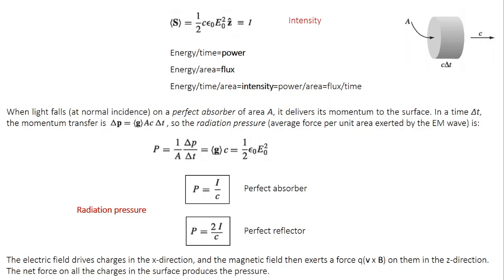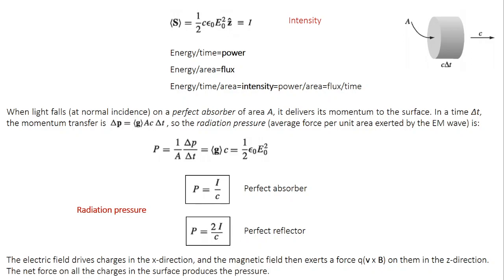Let's try to understand electromagnetically what is the origin of radiation pressure. When an electromagnetic wave travels through a medium, both the electric field as well as the magnetic field are going to interact with the medium. The electric field drives the charges on the surface of the medium in the x direction, and the magnetic field exerts a force q v cross B on them in the z direction. So you have two types of forces acting on the charges, and the net force on all the charges on the surface produces the radiation pressure.